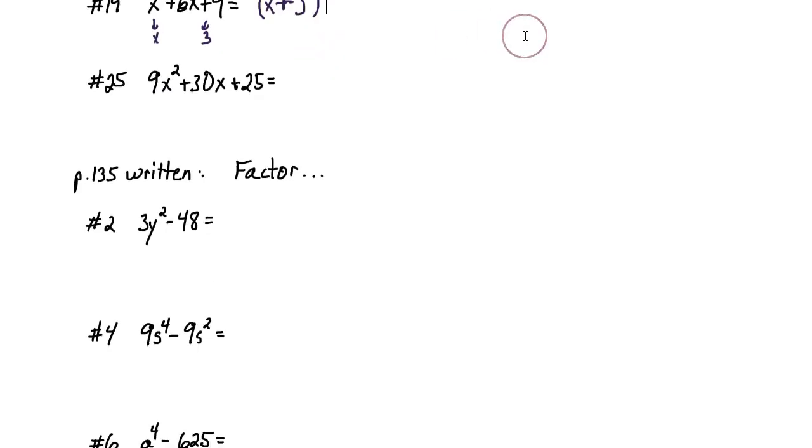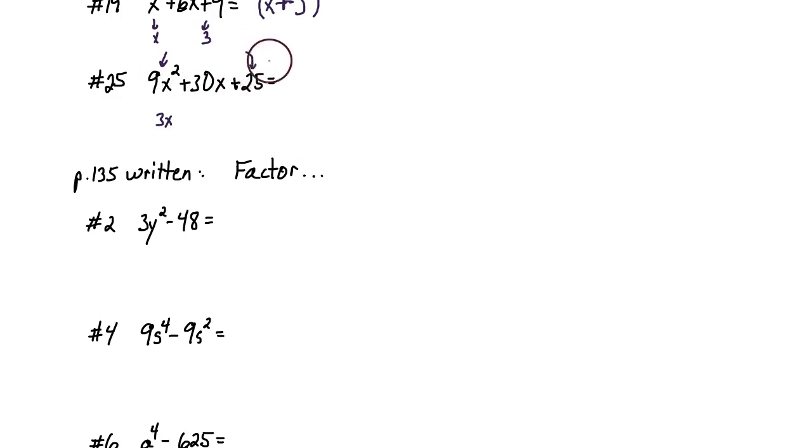Number 25, look for a GCF, but there's no number that divides into 9, 30, and 25. Now look to see if it's a special pattern. This is a trinomial, so the special pattern that we're checking for is the perfect square trinomial pattern. This has to be a perfect square. Can you take the square root of that? Yes, you can. You would get 3x.